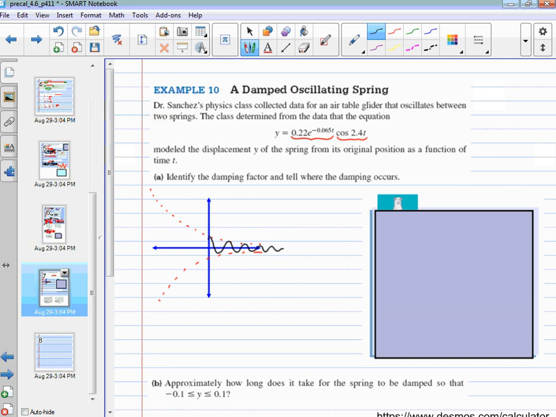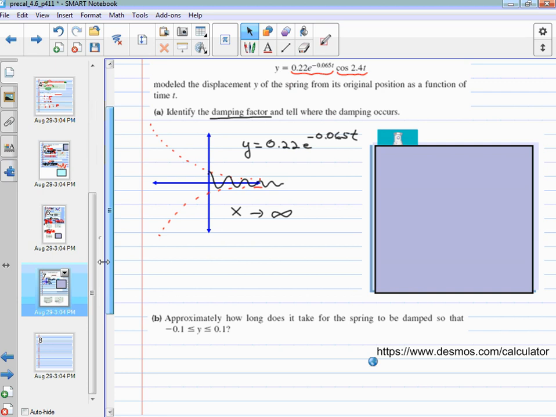It says identify the damping factor. The damping factor is the equation 0.22e to the negative 0.065t. That's the damping factor, the equation that is the boundary. Tell where the damping occurs, we'll just look at this little graph. Where does the damping occur? As x heads to infinity, that's where I'm squeezing it. And it keeps squeezing it smaller and smaller as I go that direction.